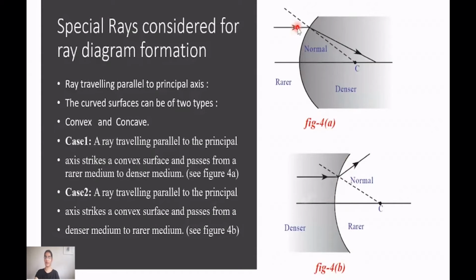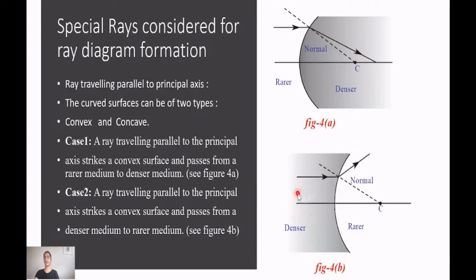A ray which is traveling parallel to the principal axis will strike the convex surface, and if you draw the normal, then you will be able to draw a line which is bending towards the normal, right? And it is going to meet your principal axis at a certain point, and then it's going to keep traveling in the same direction. Let's look at figure B.